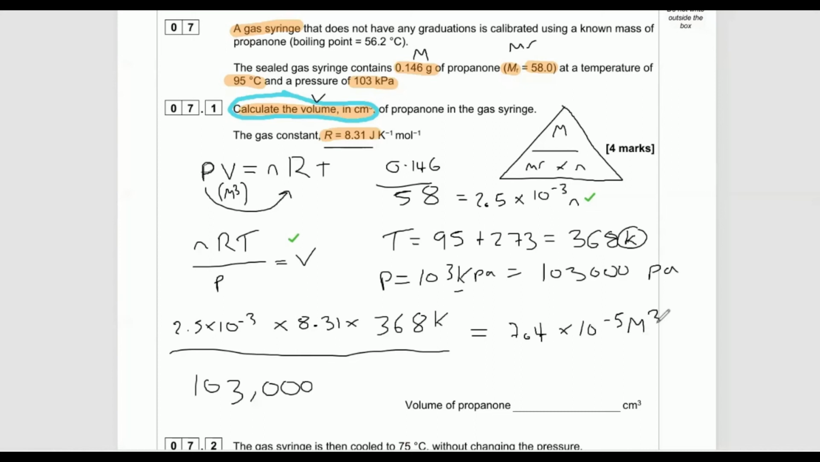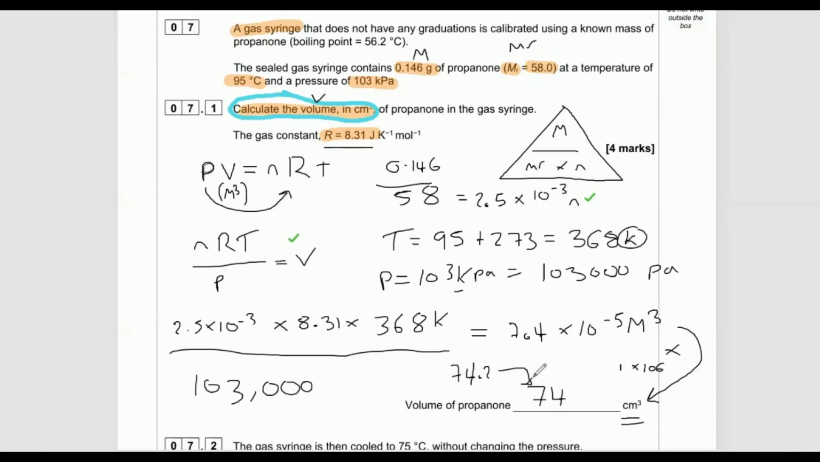Where's the fourth mark come from? Well, this is in meters cubed, and of course, they want the answer in centimeter cubed. To turn meter cubed into centimeter cubed, we times by 1 times 10 to the 6, or by a million. Now you might say, why by a million? There's only 100 centimeters in a meter. Well, it's a cube, so it's 100 by 100 by 100, 100 to the power of 3. So that's where you get it from.